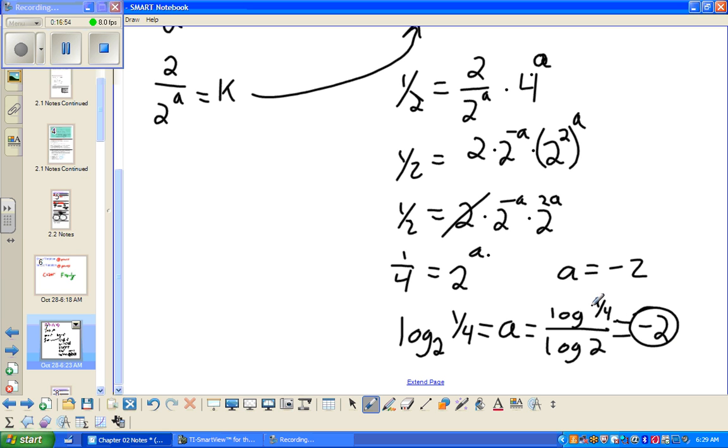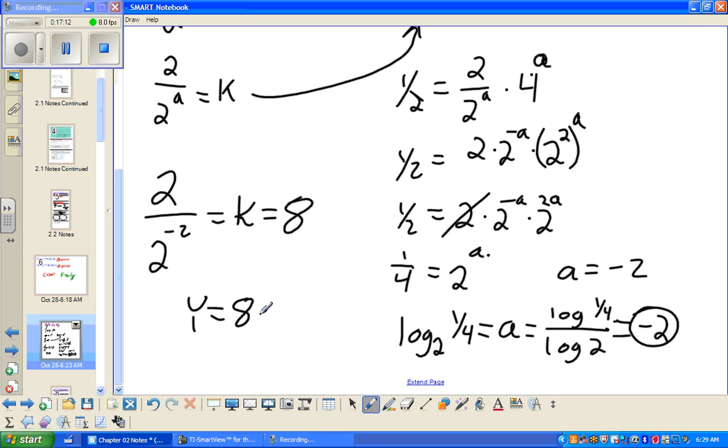So there you have a. Just come right back over here, plug that back in. And of course you'd bring that up, so it'd be 2 cubed, which would be 8. So y would equal 8 times x to the negative 2 for your answer.